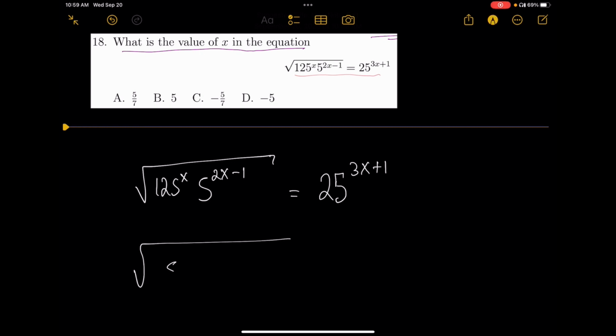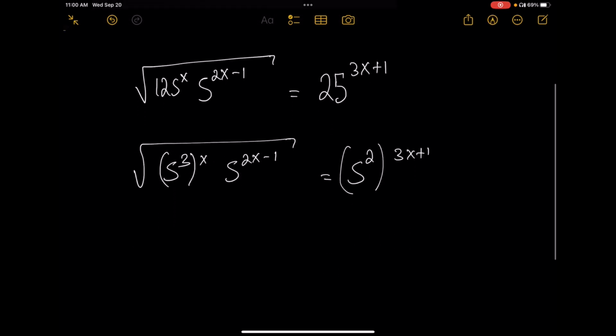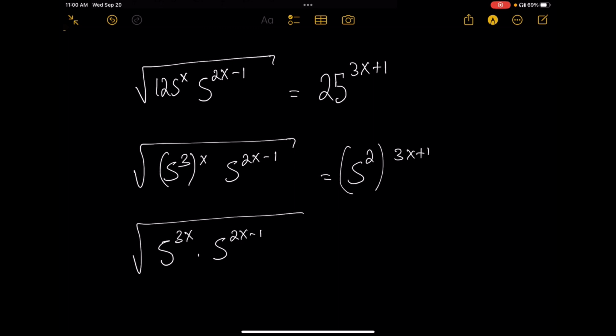ለዛ ምን ብለን መጻፍ እንችላለን? 5 to the power of 3, the whole to the power of x, times 5 to the power of 2x minus 1 is equal to 25, ደግሞ ማለት 5 squared ነው, to the power of 3x plus 1. እሺ ለዛ ይሄን ማን ብለን መጻፍ እንችላለን? Square root of 5 to the power of 3x times 5 to the power of 2x minus 1 is equal to 5 to the power of 2 times 3, that is 6x, plus 2 times 1, that is 2.